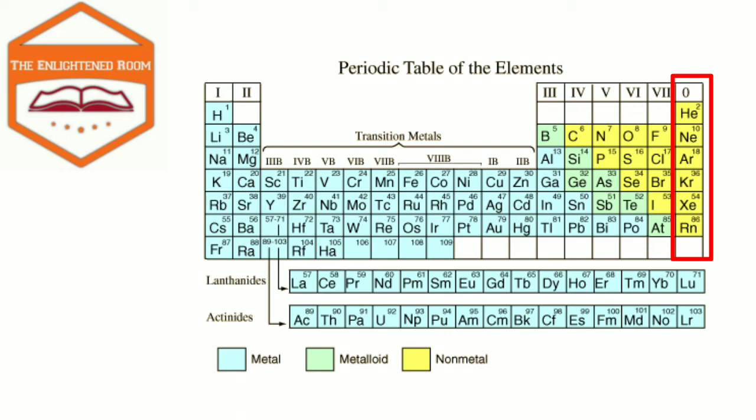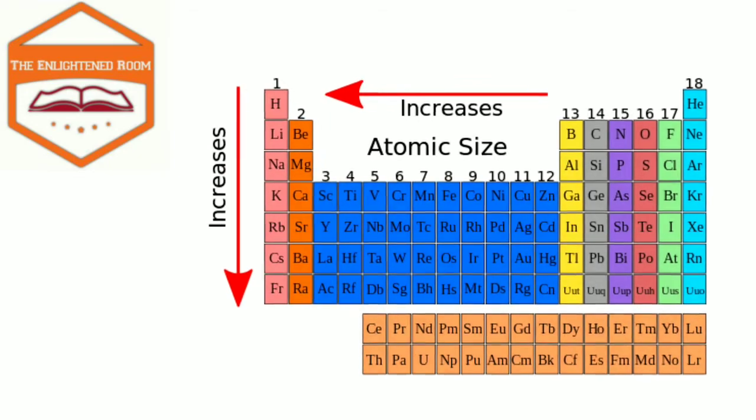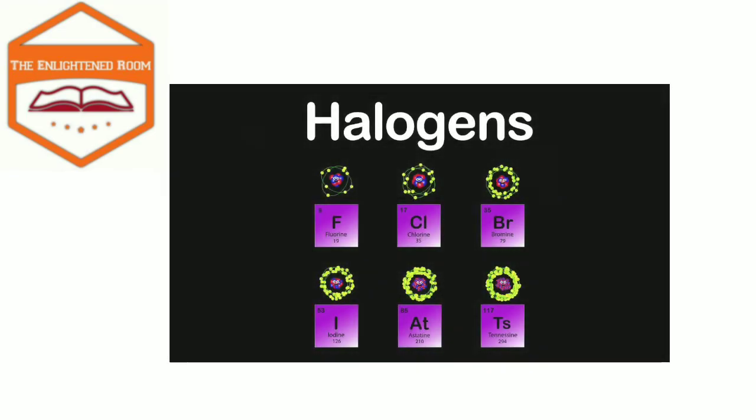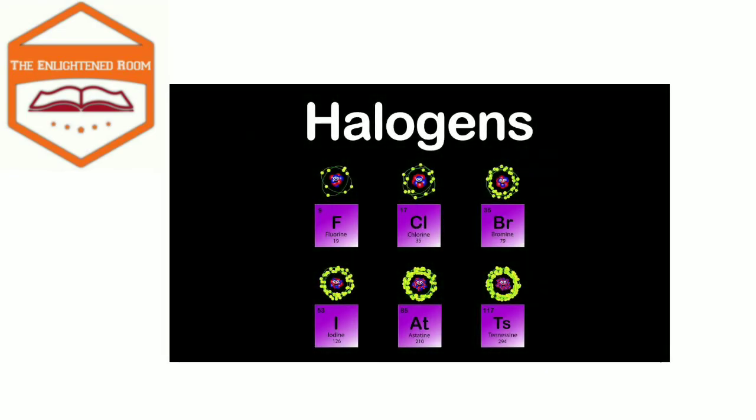As we move down the group, their tendency to gain electrons decreases due to an increase in the atomic size. As a result, their tendency to accept electrons decreases and hence the reactivity of non-metals decreases as we move down a group. You can take the example of chemical reactivity of halogens of group 17, as it decreases down the group from fluorine to iodine or astatine.